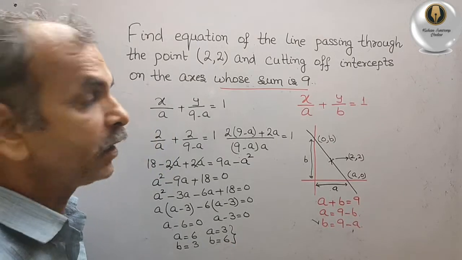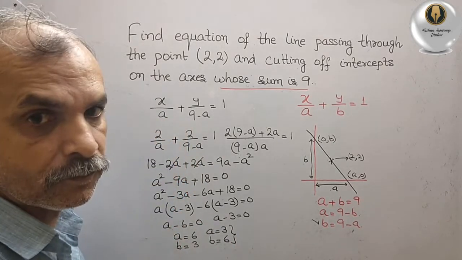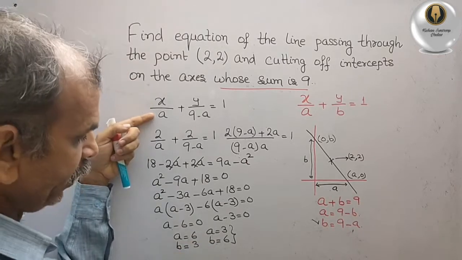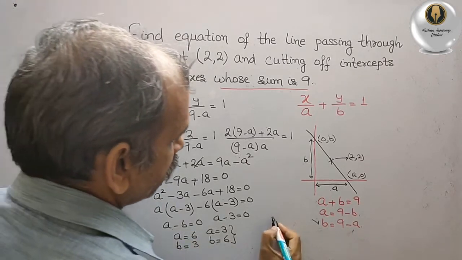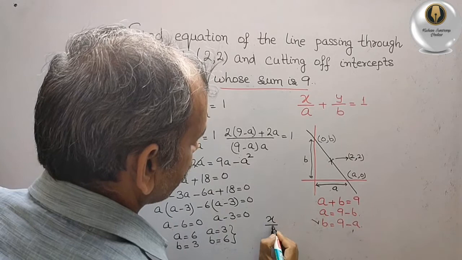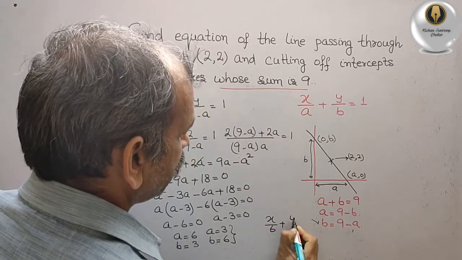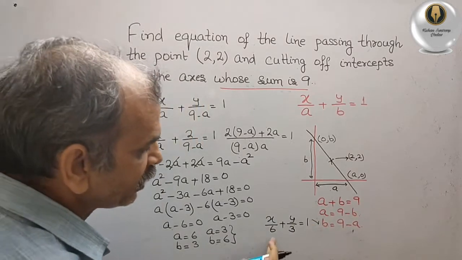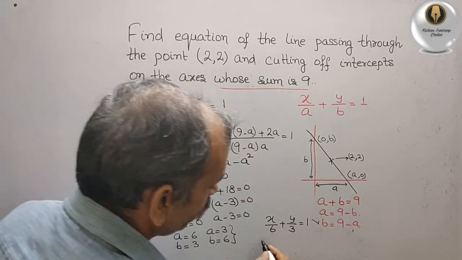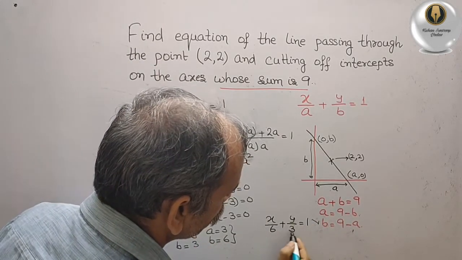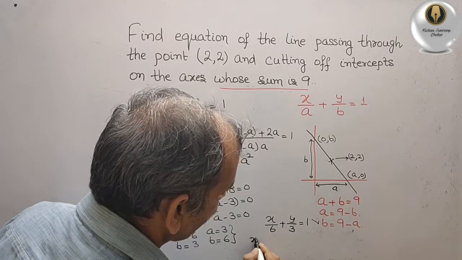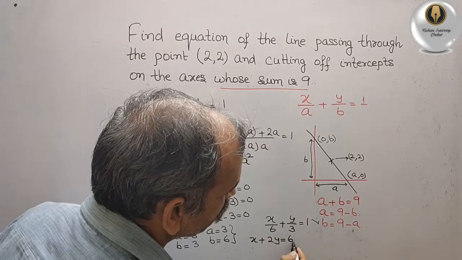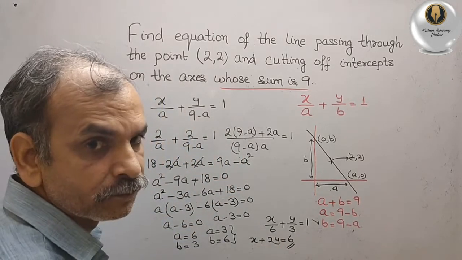Now we have to make the equation. What we will do? x/A, that means x/6, we will get x/6 plus y/3 equal to 1. Now the LCM is 6. So we will get x plus 2y equal to 6. This is your first equation.